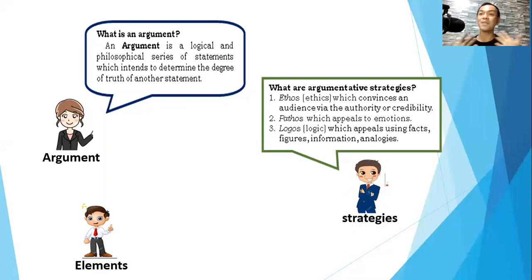And these are the argumentative strategies. One is ethos, second is pathos, third is logos. So when we say ethos, during your argumentation, you want to convince the audience, the listeners, via authority or credibility, meaning your stand as a student, as a politician, as a leader, as an educator, as an instructor, whoever or whatever your stand is, then you have to convince your audience, your listeners, right?